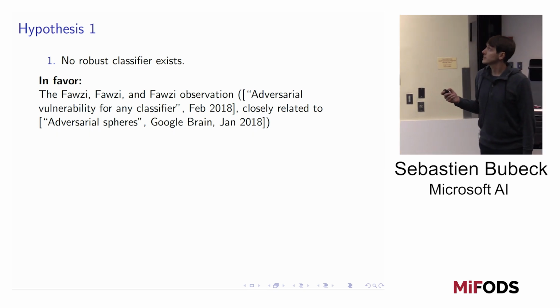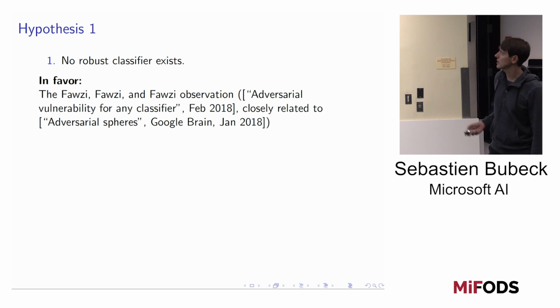So here is the example. Again, the title says it: adversarial vulnerability for any classifier. What they want to say is that it doesn't matter what your classifier is, it will always be susceptible to adversarial attacks. So, no robust classifier exists.